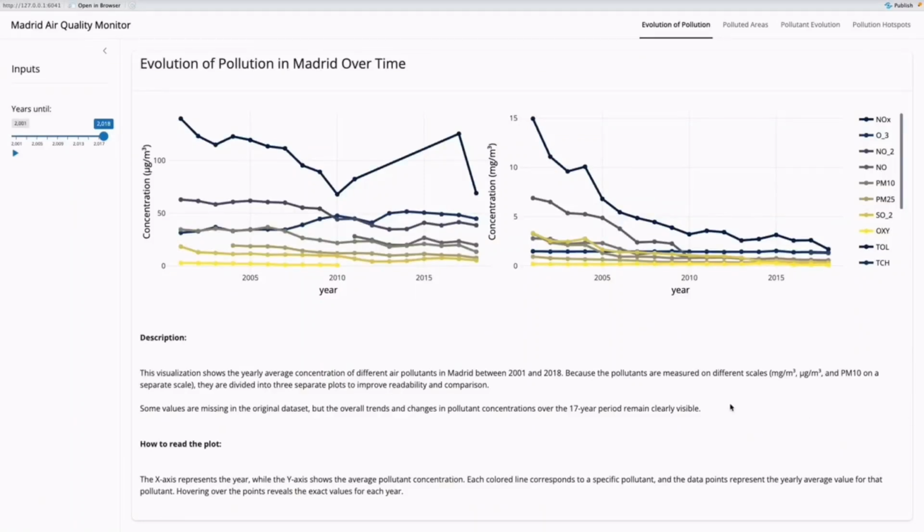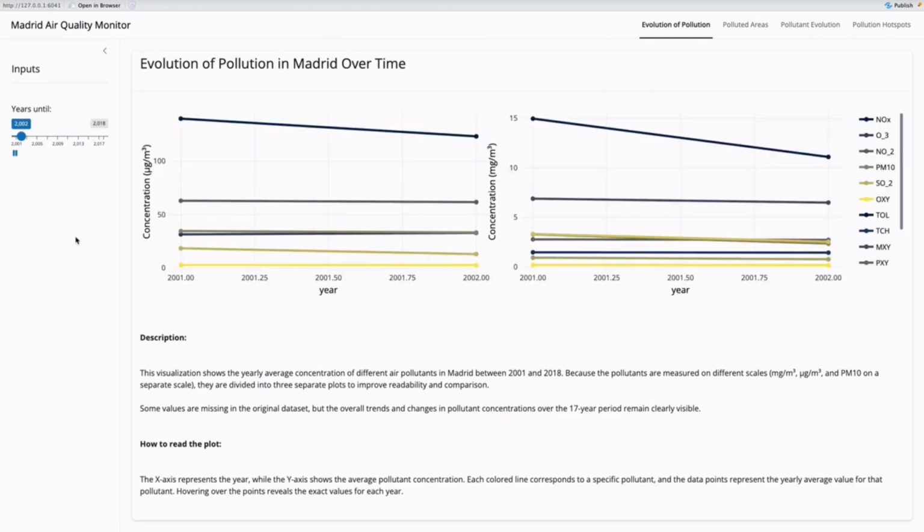At the beginning of our report, we wanted to check on the overall trends of the different pollutants over the selected time period. Since the pollutants were measured using different units, namely micrograms per cubic meter and milligrams per cubic meter, we decided to create two separate plots placed next to each other in order to visualize the trends more meaningfully. In addition, the plot is interactive.